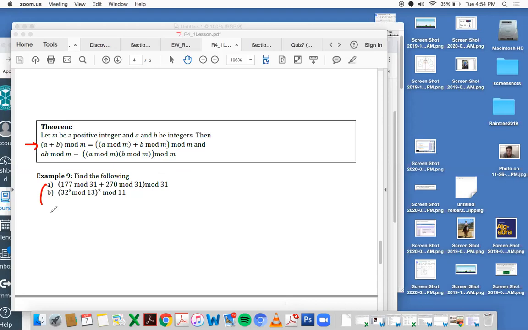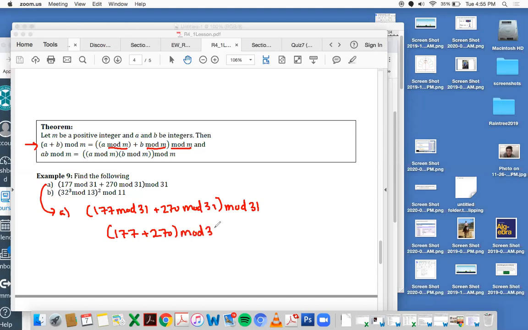Okay, so for part A, for example, if I have 177 mod 31 plus 270 mod 31, mod 31. So this is this format right here. So basically you can see that it's the same mod of the same number, mod 31, mod 31. Then I can simplify this to write 177 plus 270 mod 31. I can add these numbers, mod 31.